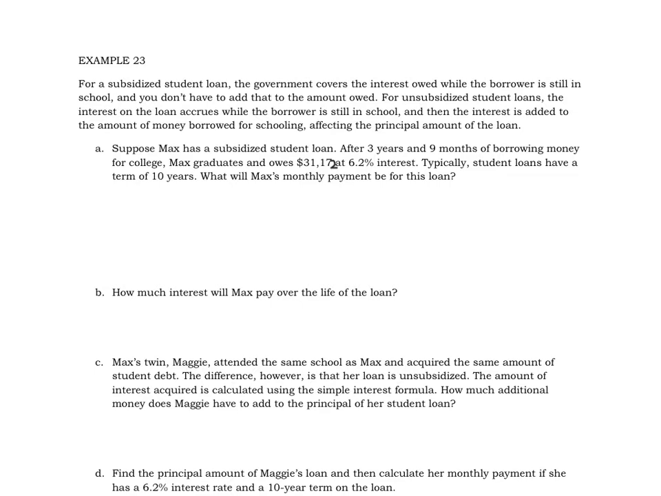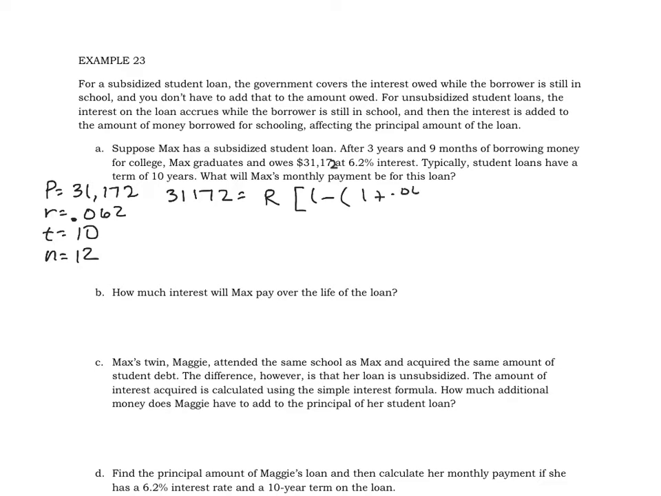So his is subsidized, so Max doesn't owe any back interest. So our principal is $31,172. Our rate is 62 thousandths. Our time, they said, was 10 years typically. And we're making monthly payments. All right, let's substitute our quantities for our variables. Remember, our n times t is 120, so it's raised to the negative 120 power.